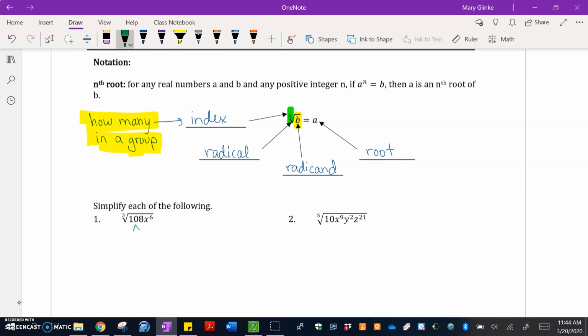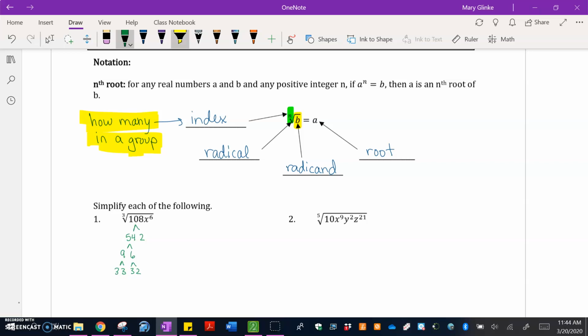We're going to take 108 and break it up. It is 54 times 2. 54 is 9 times 6. And we can break each of those down. Normally, when we are looking for square roots, we circle pairs, and any pairs go on the outside of the root, or on the radical.